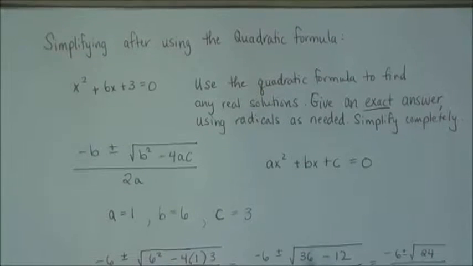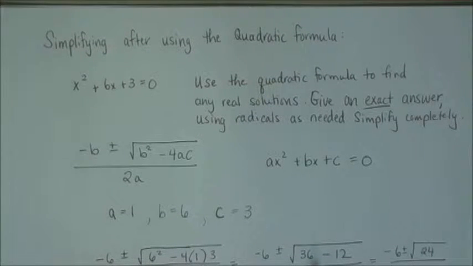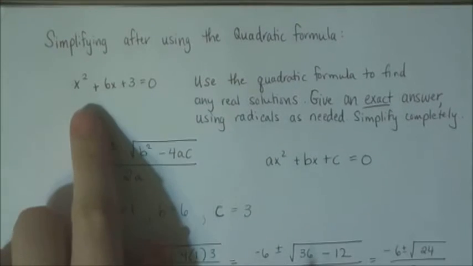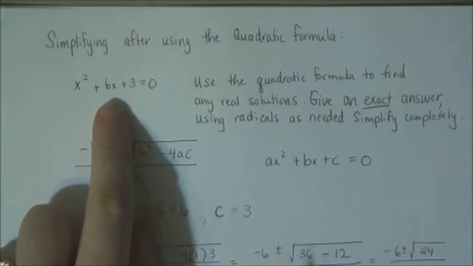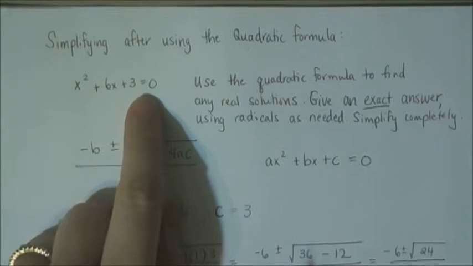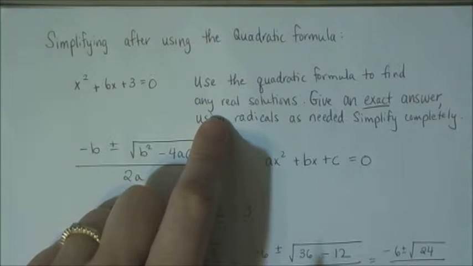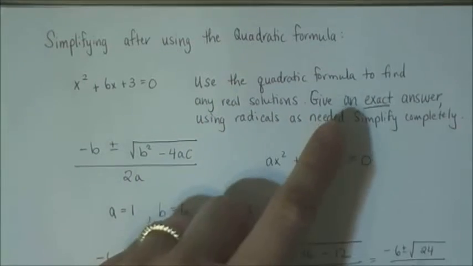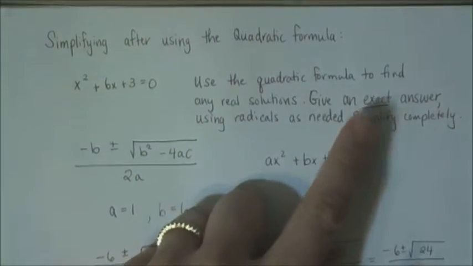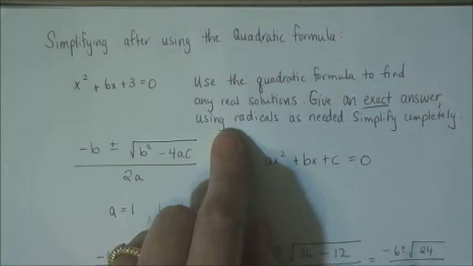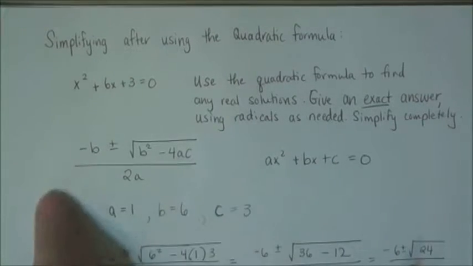Here we have a problem that we're going to use to discuss how to simplify after you use the quadratic formula. We have the equation x squared plus 6x plus 3 equals 0. And our instructions say to use the quadratic formula to find any real solutions. And you need to provide an exact answer using radicals as needed, and you have to simplify completely.